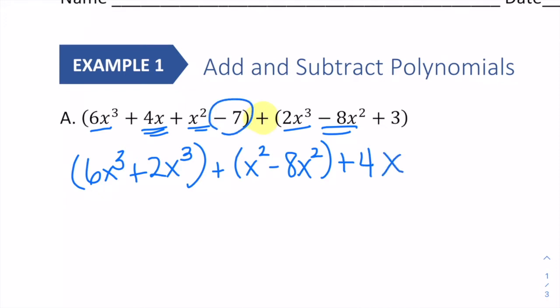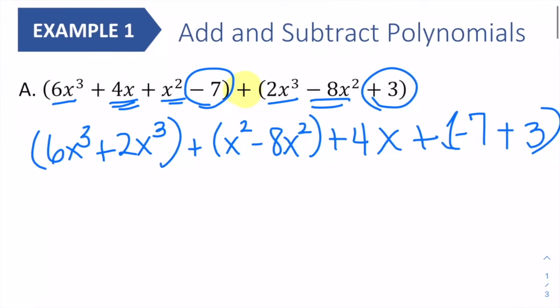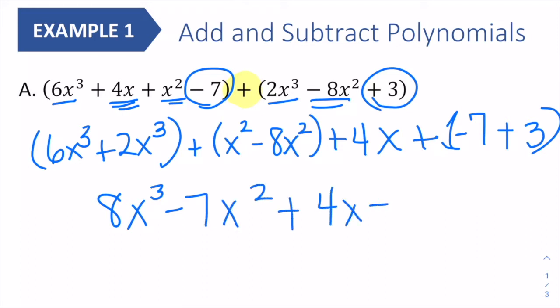And then finally, I'm just going to circle the constants. We have negative 7 and plus 3. So when combining the like terms, we only have to look at the numbers in front. So we have 8x cubed, and this will be minus 7x squared plus 4x minus 4.